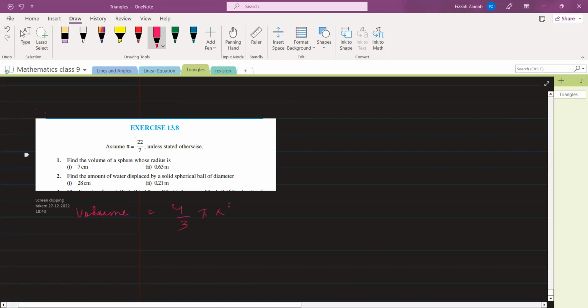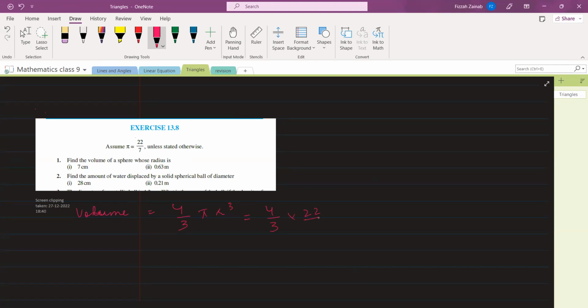4 upon 3 pi r cube, right? So that means 4 upon 3 pi, you will put 22 divided by 7 into r cube. That means 7 centimeter into 7 centimeter into 7 centimeter, right? So one 7 you can cancel. Then 4 into 22 is 88, and 7 into 7 is 49, and then 3 centimeter cube, and then divided by 3, right?